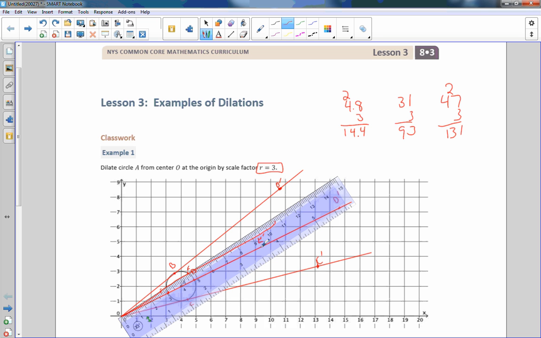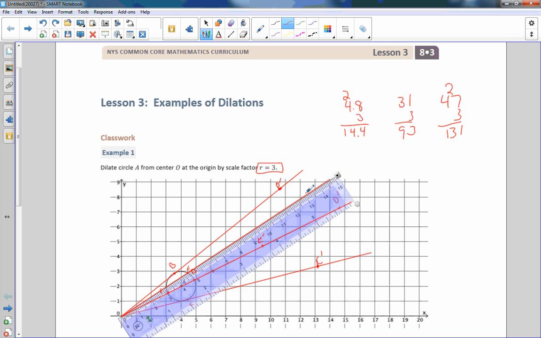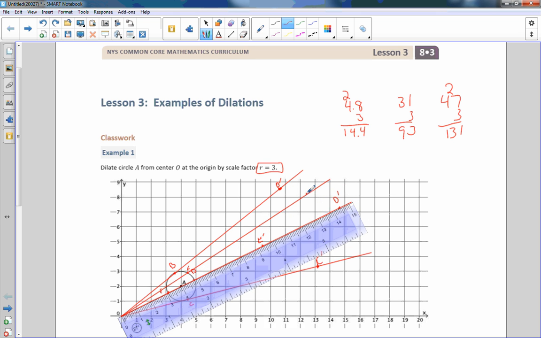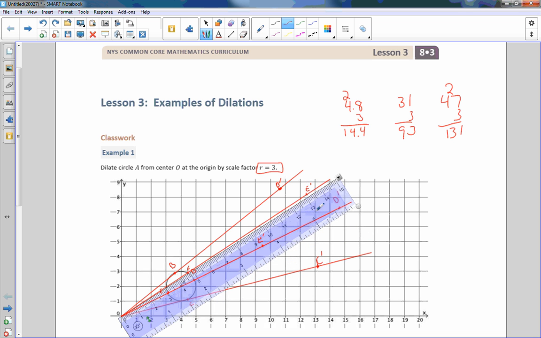So I need to draw a line, not recognizing my ruler for some reason. So I need to draw a line through E, starting at the origin, and I want to go out 131 millimeters. So here's 130, so 131 is right there. And I'm going to call that F prime.